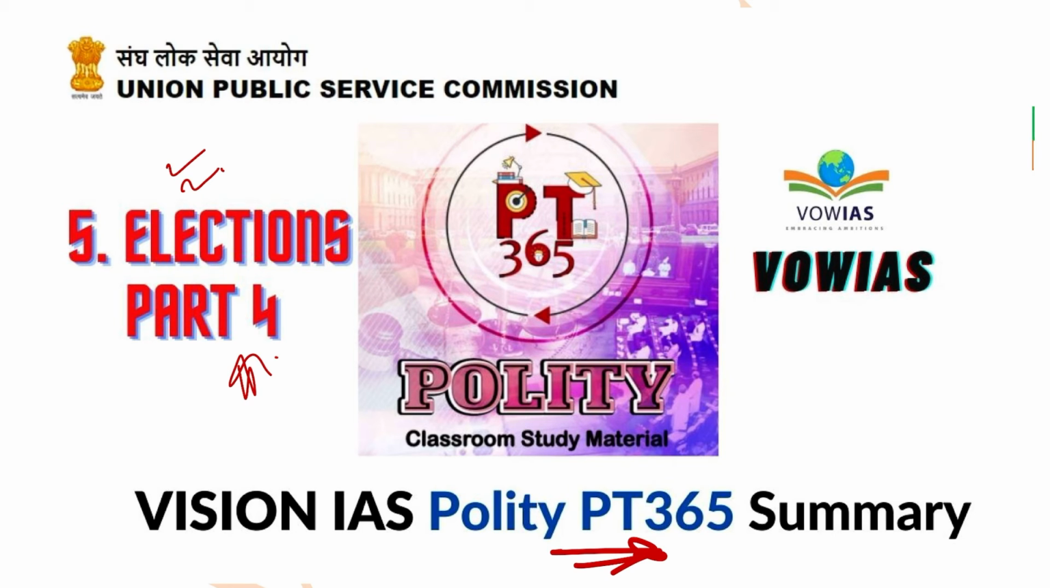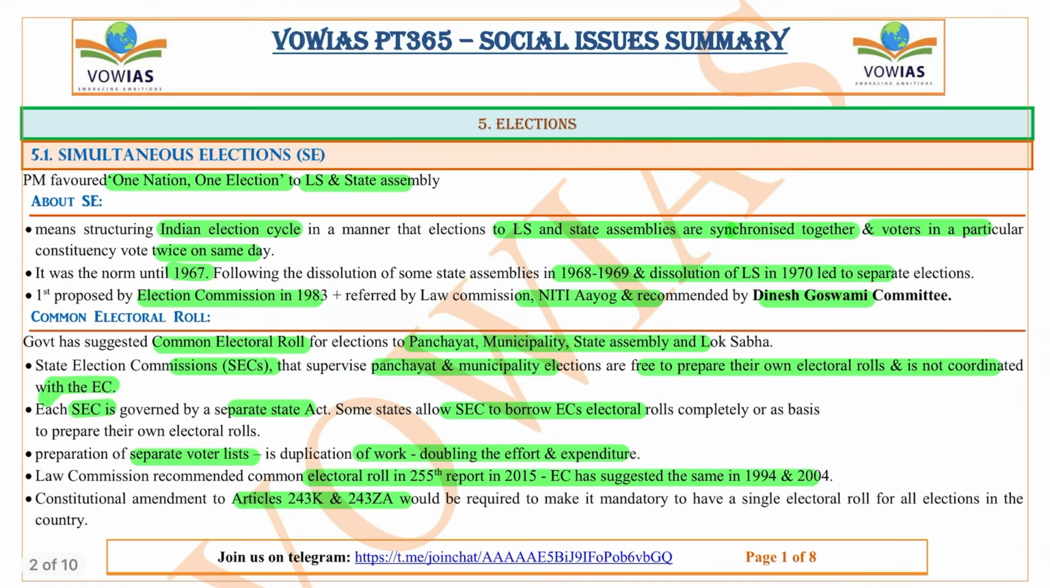Okay, so let's begin. In this fifth topic, that is elections, the first one we have is the simultaneous election. The Prime Minister has favored this one nation one election concept, and this basically pertains to elections to the Lok Sabha as well as the State Legislative Assemblies at one go. Simultaneous elections mean restructuring the whole Indian election cycle in such a manner that the elections to the Lok Sabha as well as the state assemblies are synced, and the voters in a particular constituency vote twice on the same day, that means both for the center as well as the state.